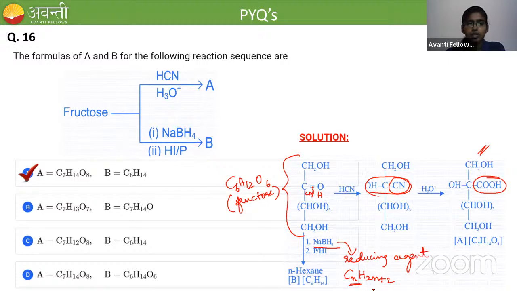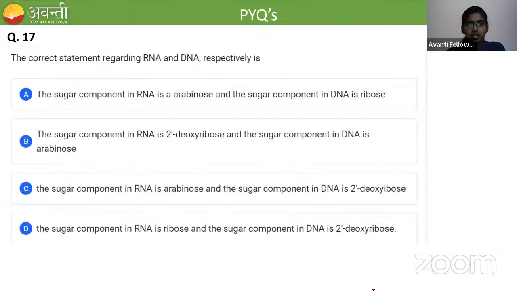So I'll go with one more question for today's class. And the question is, the correct statement regarding RNA and DNA respectively is. This is one of the very easiest questions of this class. You can get the answer so quickly. Can you let me know the answer in the chat box? If you've got the answer, just type it in the chat box. The correct statement regarding RNA and DNA.